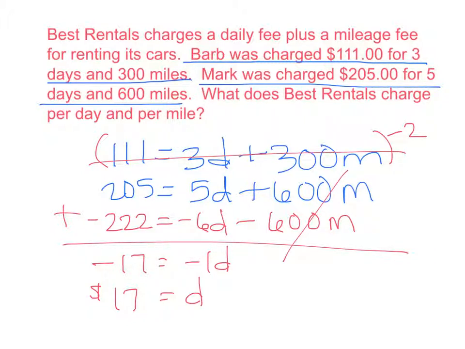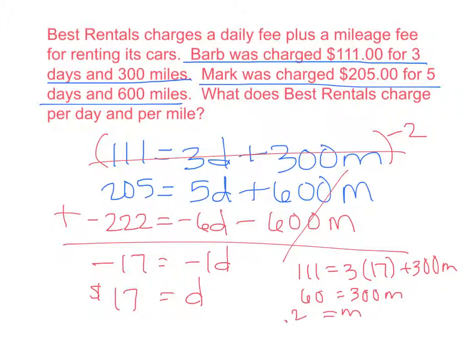I can take the 17 and plug it in anywhere. I'm going to go ahead and just plug it back into that very first equation, which was the 111 one. So instead of d, I'm going to plug in 17, since I know that that's what it is. That gets me 51, and when I minus that 51 over, I end up with 60 equals 300m. When you divide that over, you get a decimal, 0.2, in other words, 20 cents. So your daily rate is $17, your mileage fee is 20 cents per mile.